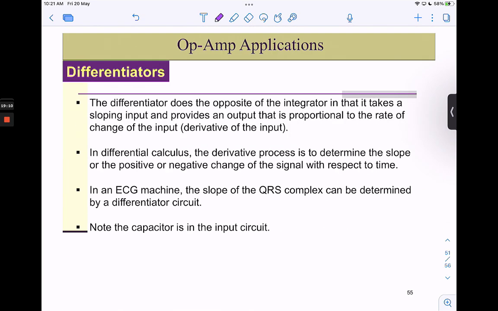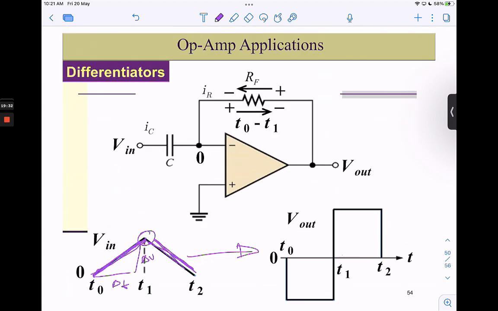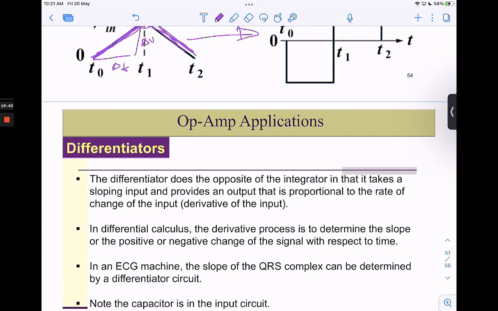For example, we can use differentiators in an ECG machine. In an ECG machine, we can determine the slope of the QRS complex with this circuit. Note that the capacitor is in the input circuit. Just now with the integrator, we had the capacitor at the feedback, but for the differentiator, we have the capacitor at the input circuit.